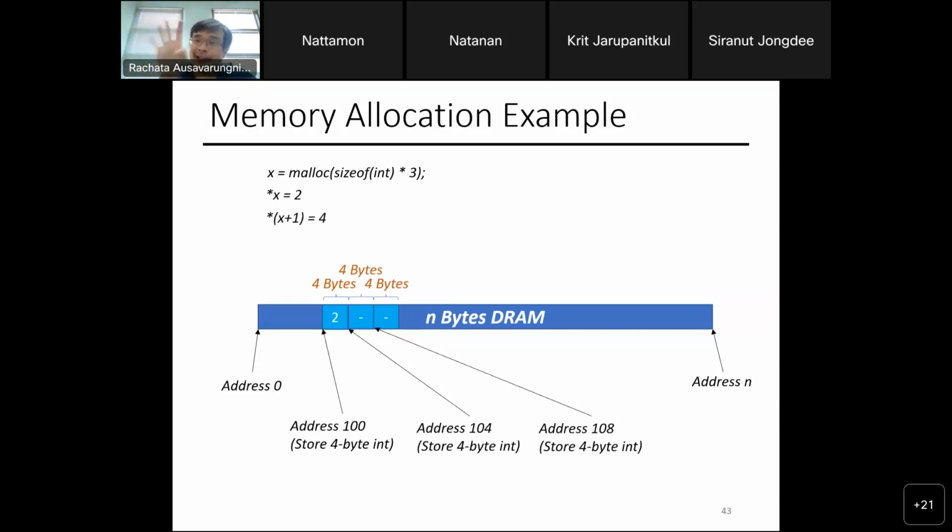Then the actual value 4 would be put in the next box, because x + 1 would be address 104. Address 104, because x is address 100. With x + 1, you move one box. One box is 4 bytes, so you go to address 104. That address will now take the value 4. And then if I do *(x + 2) = 8, the number 8 will be put in address 108, which is the next box. So this is how allocation works, and how you deal with the pointer after you allocate.